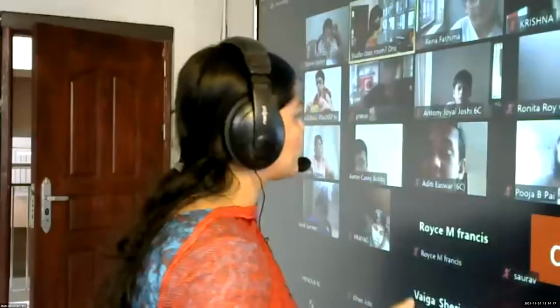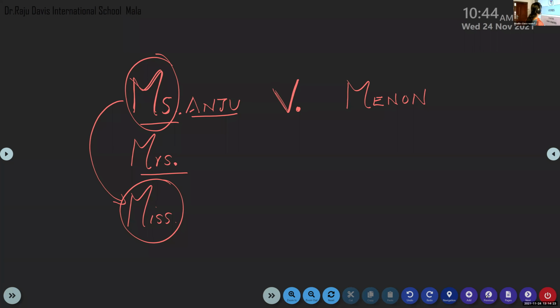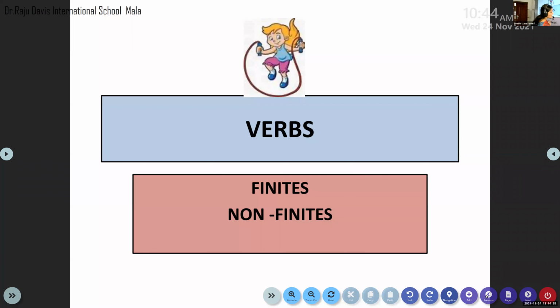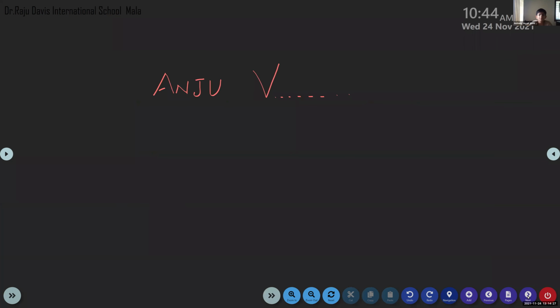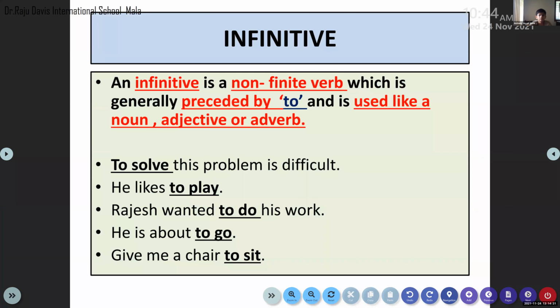So let me share the screen for you. What is a gerund also called? Verbal noun. It is also known as verbal noun in English grammar. So let us learn gerunds now. Jumping is a gerund. Jumping can be a gerund if it is used in the position of a subject or object, or if it is placed after a preposition.